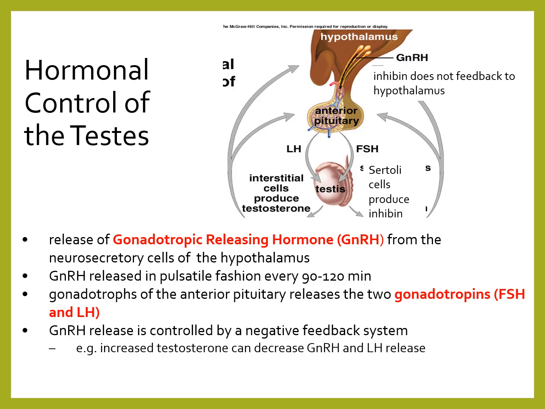GnRH release and FSH and LH release are going to be subject to negative feedback systems. For example, increased levels of testosterone can feed back to the hypothalamus and the anterior pituitary, and they can shut off GnRH release and luteinizing hormone action.